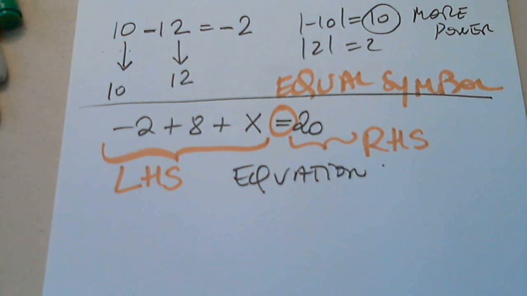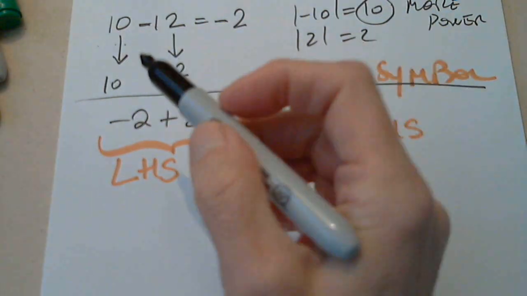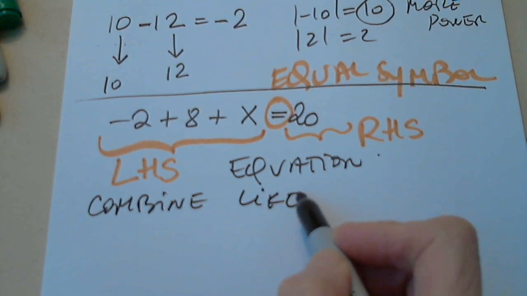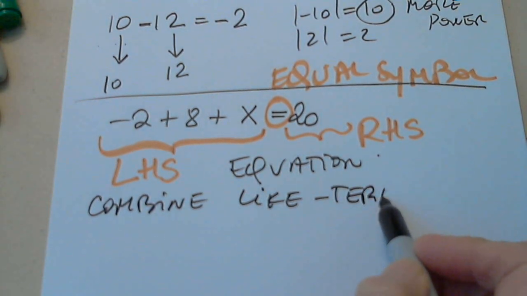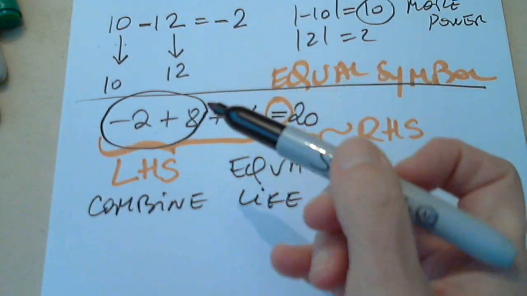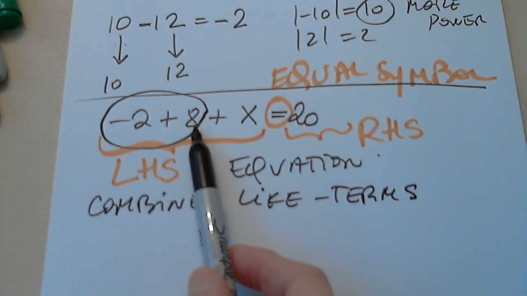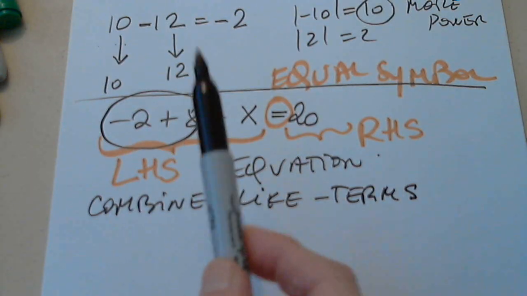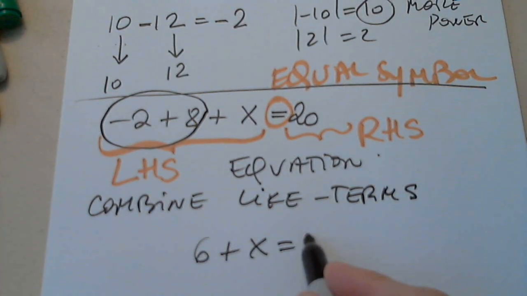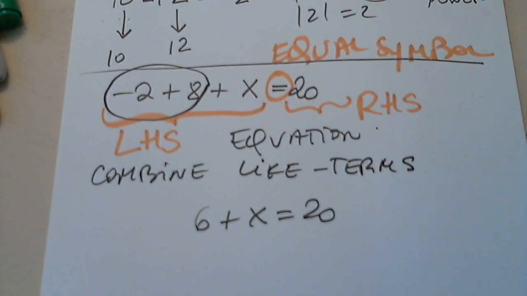So let's say I'm facing this, and I'm asking myself, okay, what do I do next? What I'm going to do is, first of all, combine like terms. In other words, I'm going to add these two. Because 8 is more powerful, 8 will dictate. The answer will be positive. 8 minus 2 is 6. Good. There is nothing else I can simplify left and right.